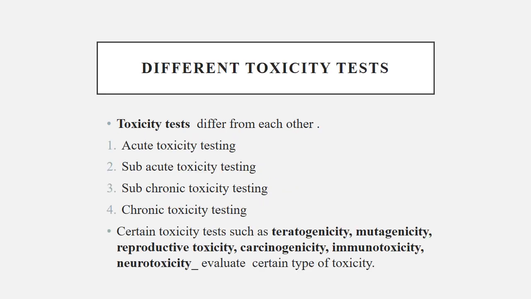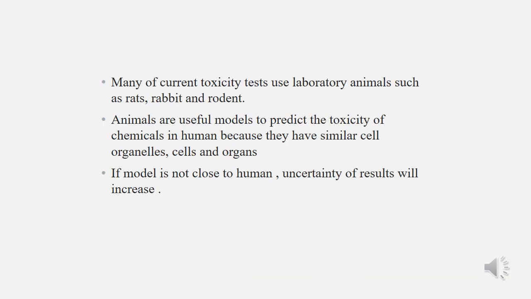If we talk about how different toxicity tests differ from each other, first of all is acute toxicity testing, the second one is subacute toxicity testing, the third one is subchronic toxicity testing, and the fourth one is chronic toxicity testing. Certain toxicity tests such as teratogenicity, mutagenicity, reproductive toxicity, carcinogenicity, immunotoxicity, and neurotoxicity evaluate certain types of toxicity in individuals.